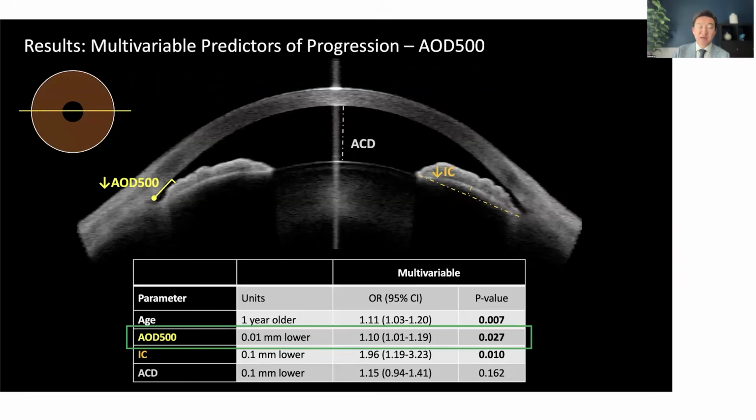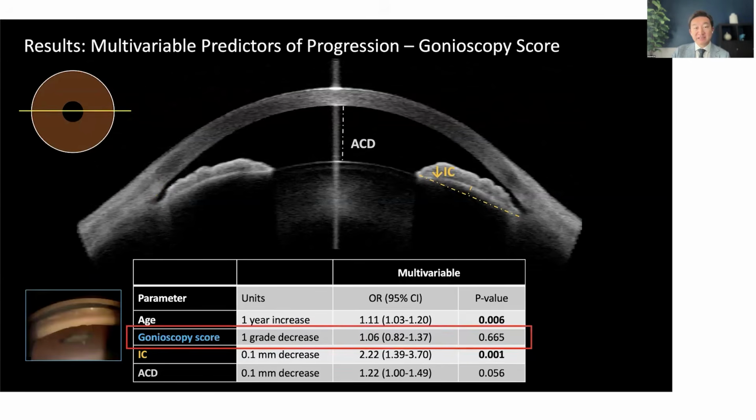And what we found was that after adjusting for age, iris curvature, and anterior chamber depth, a narrower AOD conferred a higher risk of angle closure progression. Specifically, for every 10 microns smaller in AOD 500, the odds of progression increased by 10%.